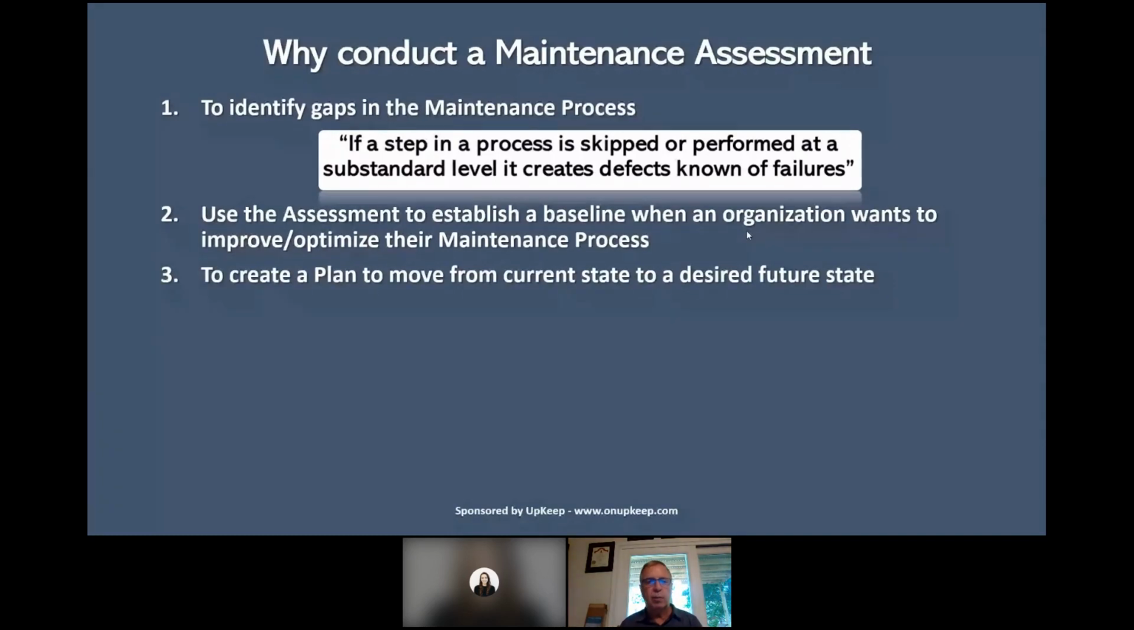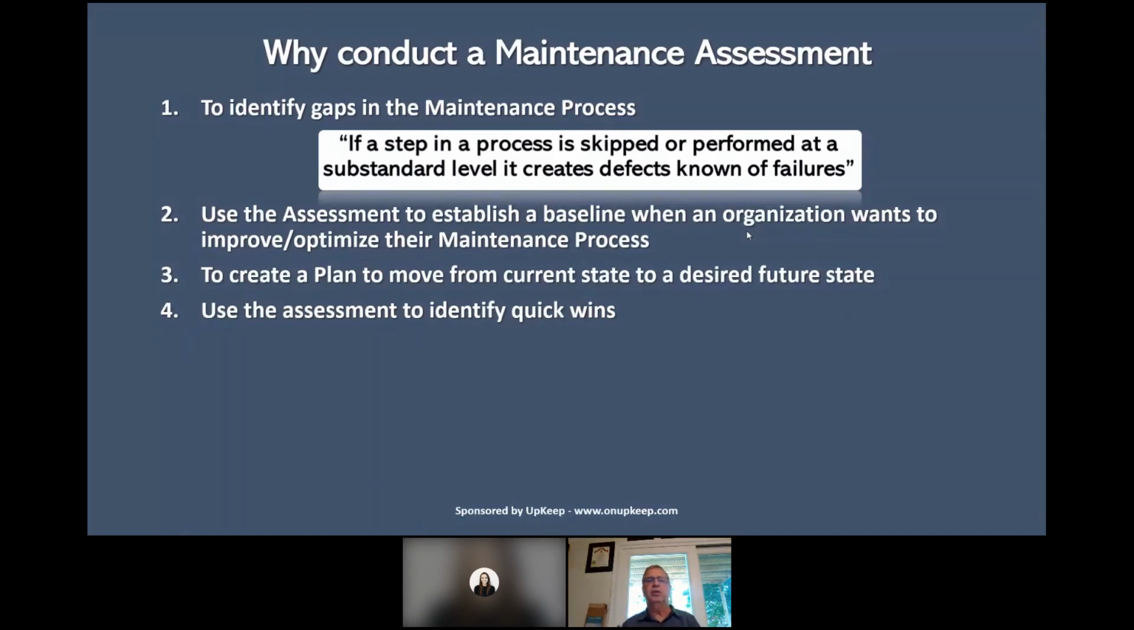Why conduct it? To create a plan to move from current state to a desired future state, whatever that is. Proactive, whatever it is. Lower costs. Never use lower cost, okay? Because that's not a good one. To the cost or the cost, I always say.